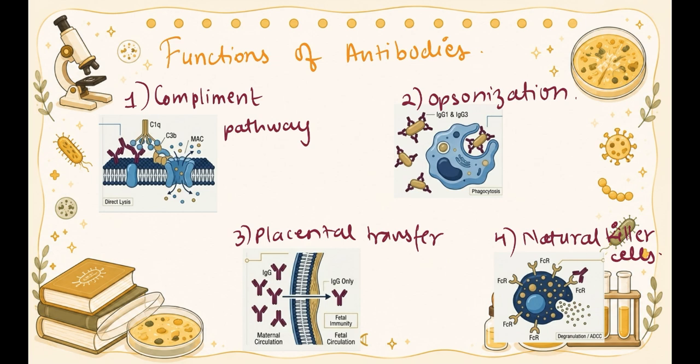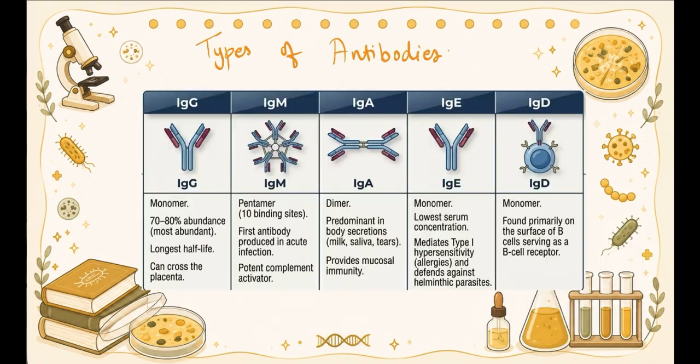It can trigger complement fixation, which leads to the direct physical lysis or bursting of the target cell. It can cause opsonization, essentially coating the microbe to make it highly attractive for phagocytes to come and consume it. Uniquely for one class of antibody, the Fc region allows for placental transfer, letting it cross maternal barriers to provide vital immunity to a fetus. And finally, it can trigger cell activation, binding directly to natural killer cells so they release destructive enzymes right onto the target. Now, this biological engine comes in 5 distinct isotypes or classes.